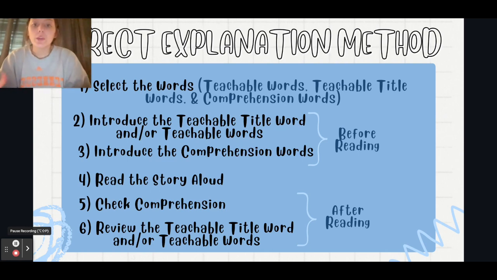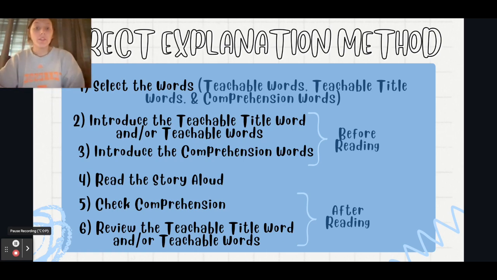Then you're going to read the story aloud, and during your reading, you're not going to pause and stop on these words. Have students keep those words in mind, but you don't want to stop and explain them again. After the story is read, you're going to check comprehension by asking various questions about the story, such as the characters, their actions in the story, where they were at, and you also might mention those vocabulary words. And finally, you're going to review the teachable title word and the teachable words.